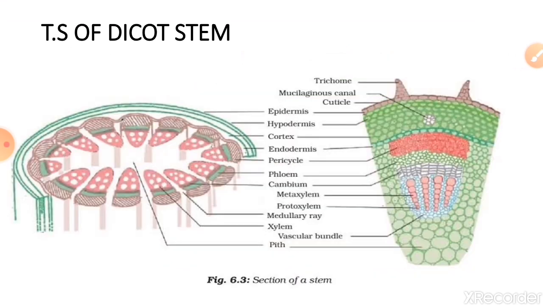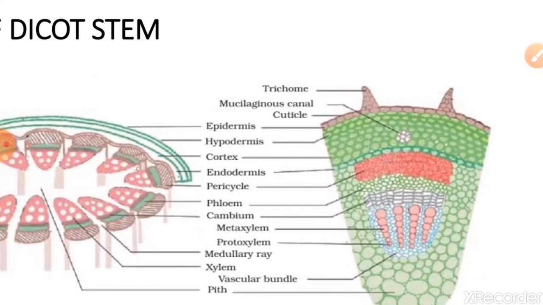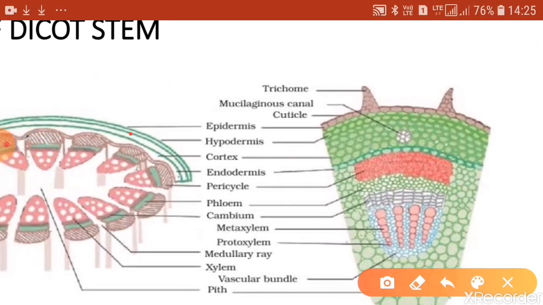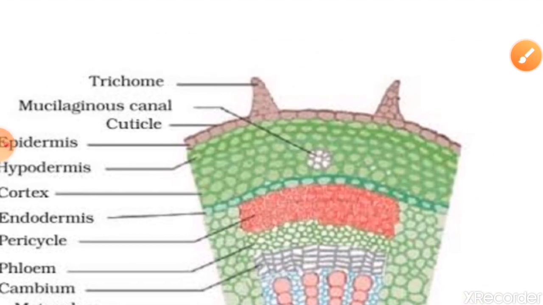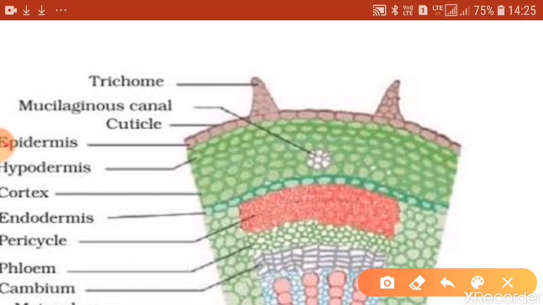Now, I had discussed this structure earlier, and there also I had told you that in the stem you have got an outermost covering. So here, as you can see, the stem has an outermost covering, and this outermost covering is what is called epidermis. In most cases epidermis is just made up of one layer of cells.